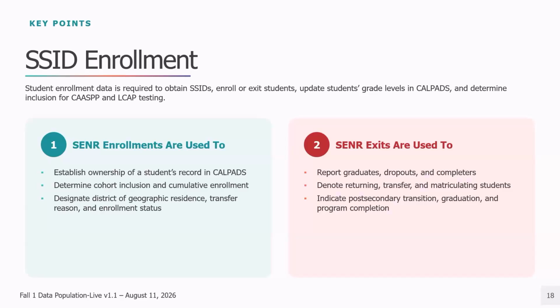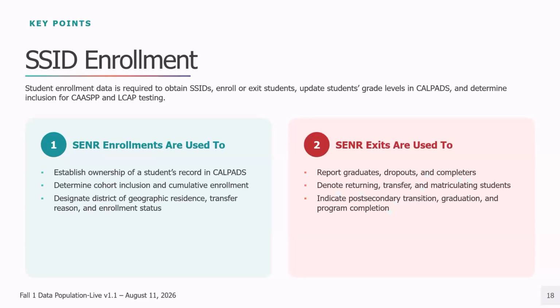The SENR is also used to determine cohort inclusion for secondary students for the adjusted cohort graduation rate and cumulative enrollment. The SENR file includes important data elements such as district of geographic residence, exit reasons, and enrollment status, such as primary, secondary, or short term.